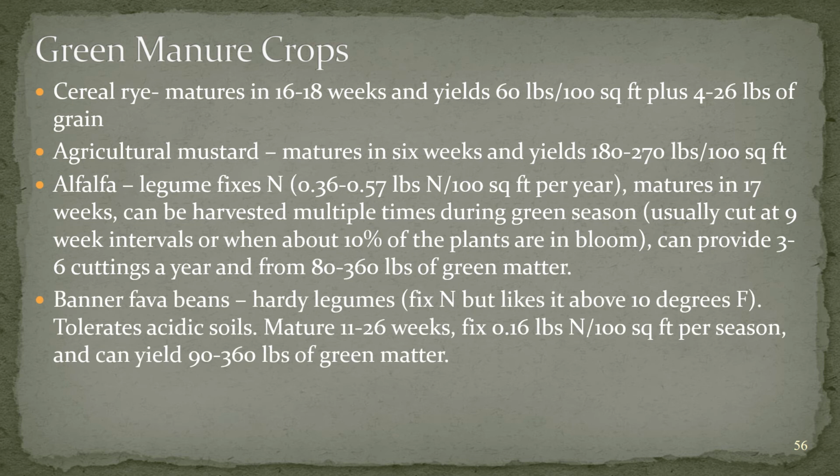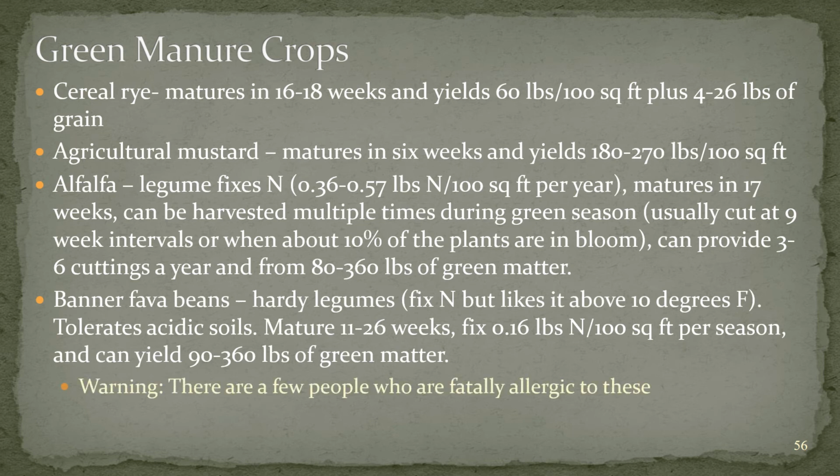Banner fava beans are hardy legumes. They fix nitrogen, but they don't do well in cold. They tolerate acidic soils. They mature in 11 to 26 weeks. And they can produce a significant amount of green manure. But there are quite a few people who are fatally allergic to fava beans. So make sure you don't play with these unless you know you're not going to die.